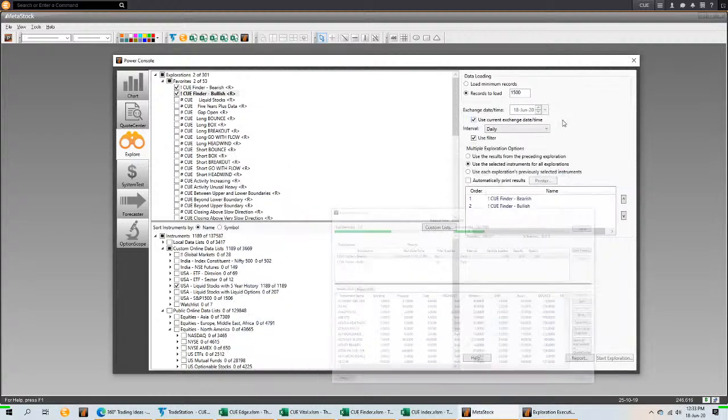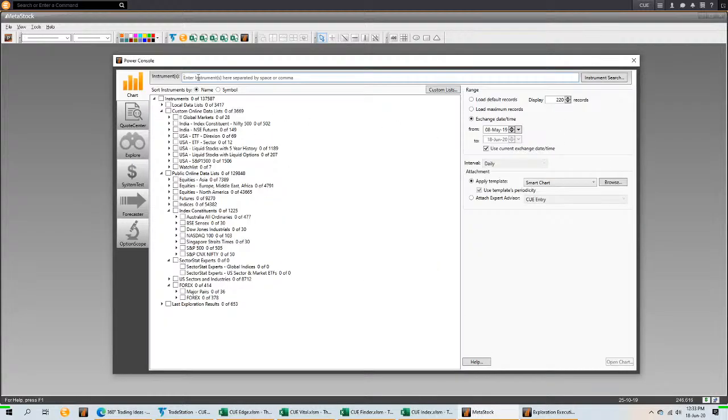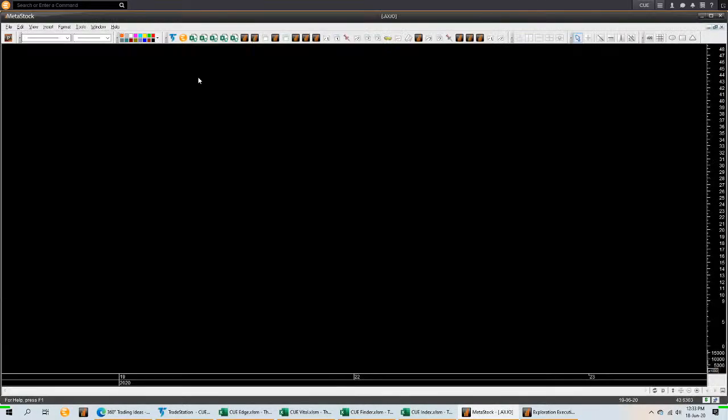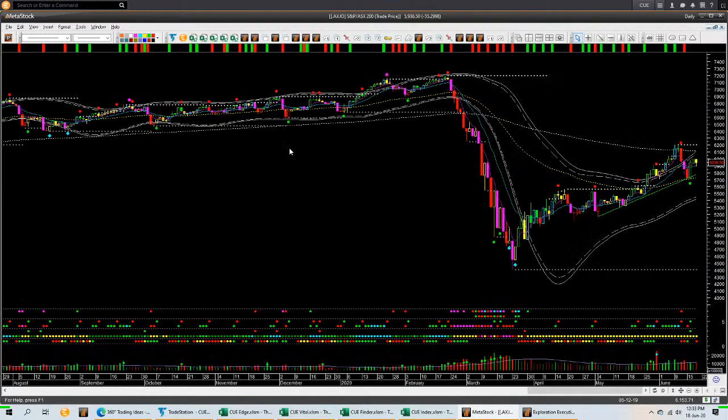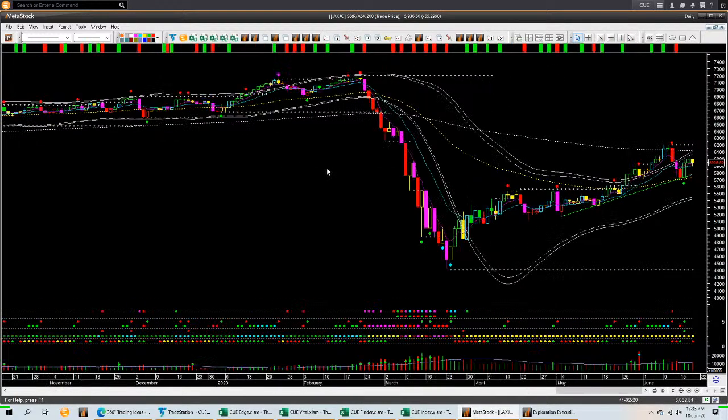I look at the global market. I'm starting with the Australian market, the index AXJO, using the Q entry chart template, that is a daily chart template running on Q Global on MetaStock.